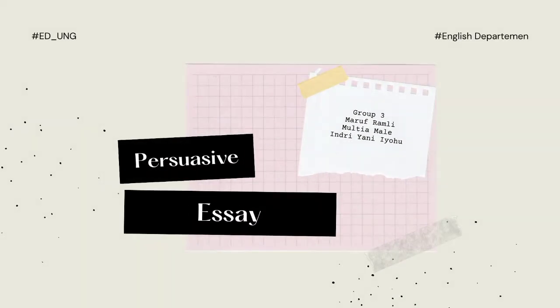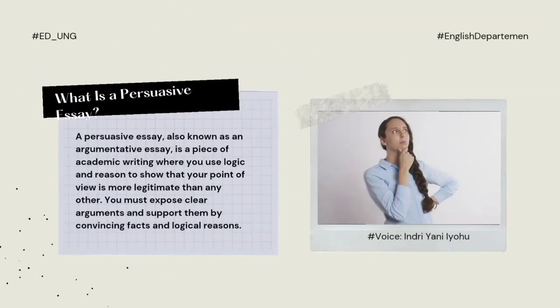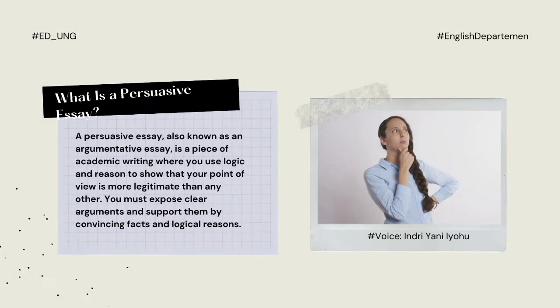We can explain about persuasive essay. Okay, what is a persuasive essay? A persuasive essay, also known as an argumentative essay, is a piece of academic writing where you use logic and reason to show that your point of view is more legitimate than any other. You must expose clear arguments and support them with convincing facts and logical reasons.